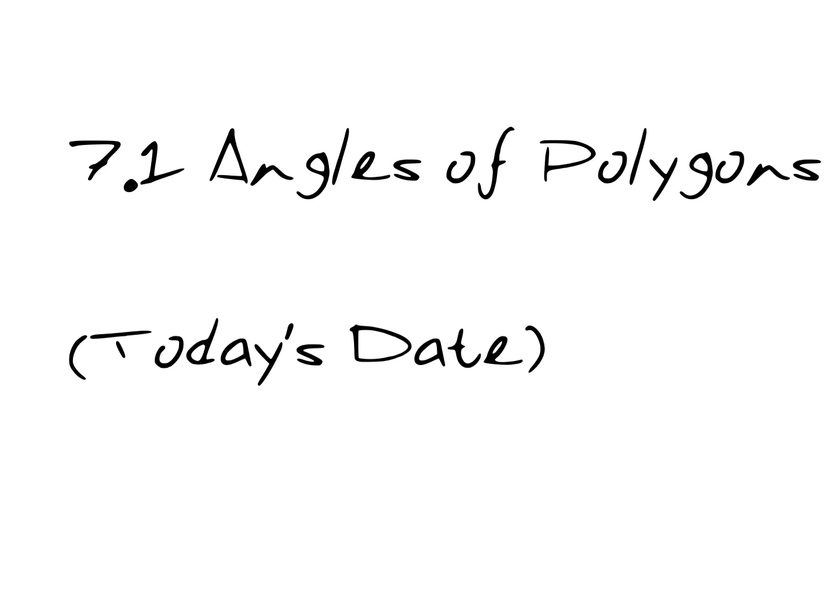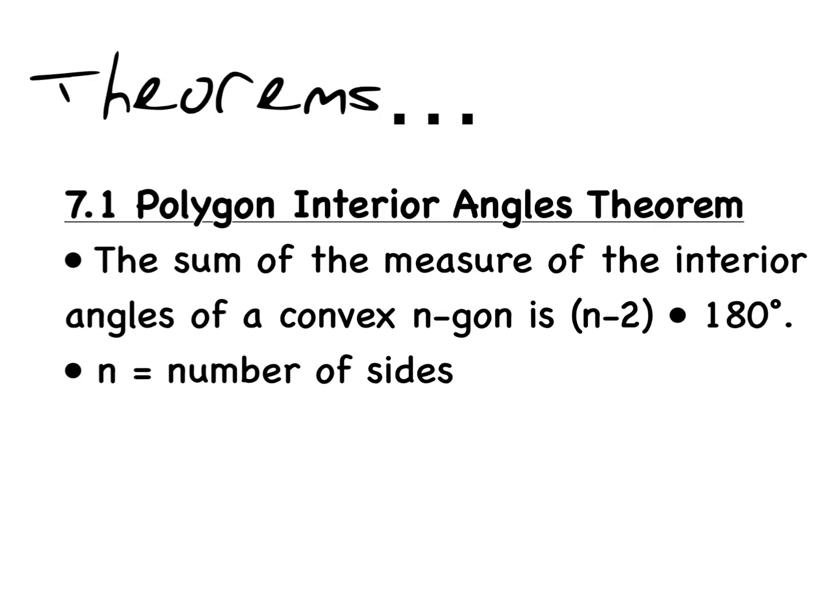How much was a total of the interior angles of a triangle? What is it? 180, right? So today we're going to learn what the totals are of multiple different polygons, how you can calculate any polygon. So let's jump into it. The theorem is 7.1, polygon interior angles theorem.